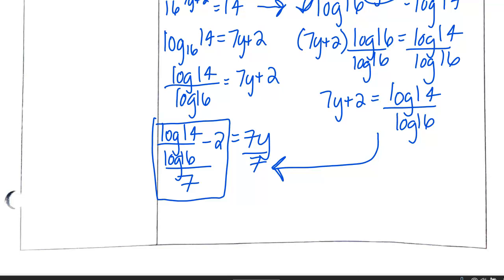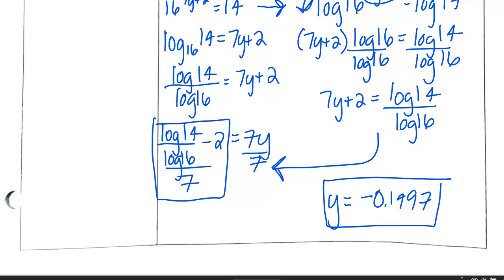So if we put that in our calculator, you'd put in log 14 divided by log 16, hit enter, subtract 2, divide by 7. What you will get is that y equals negative 0.1497.